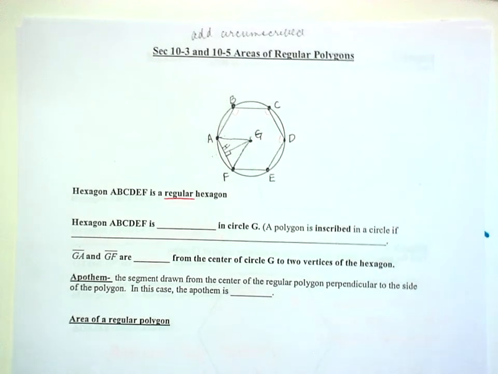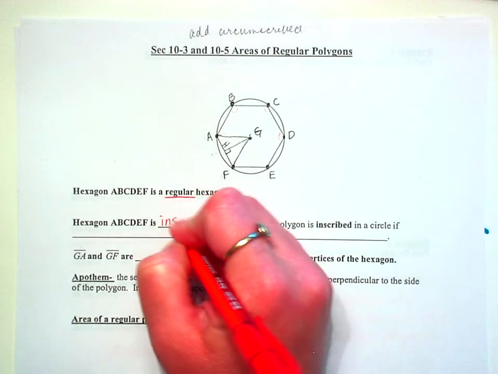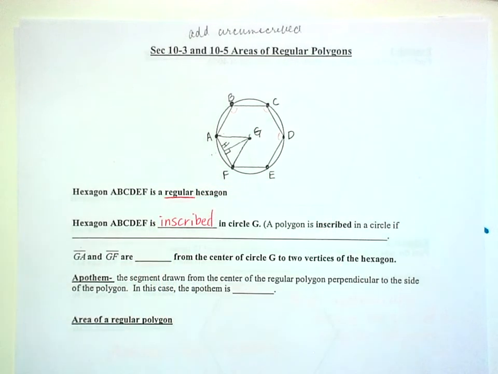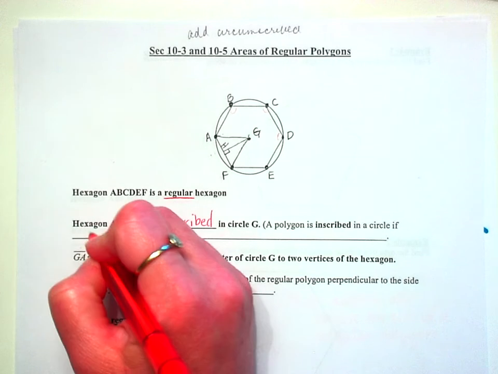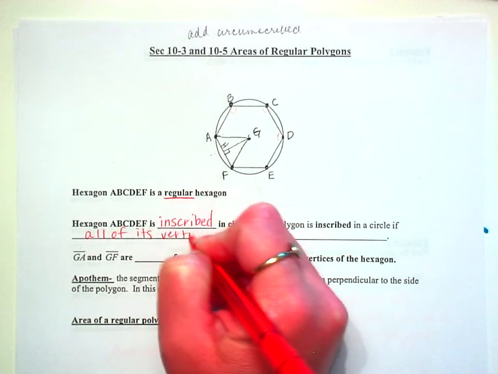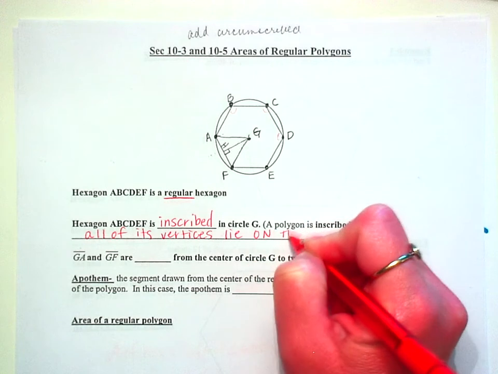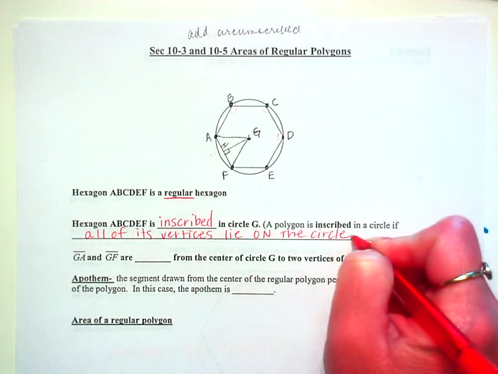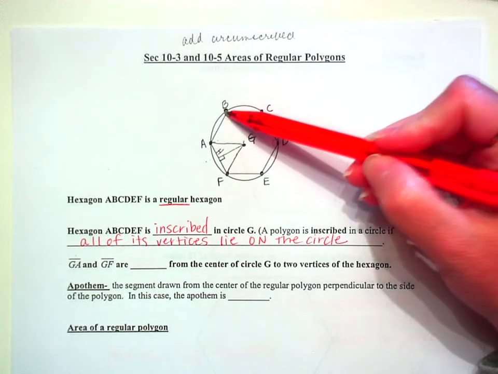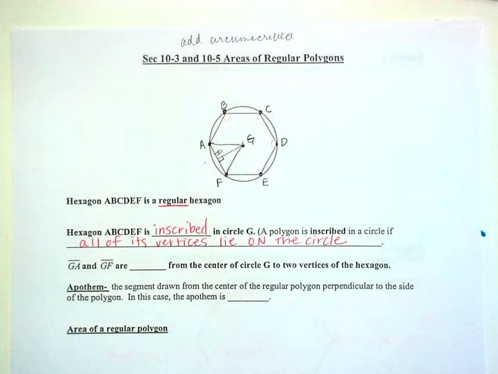Hexagon ABCDEF is inscribed in circle G. A polygon is inscribed in a circle if all of its vertices lie on the circle. So the hexagon, each one of its vertices is on the circle, so we say the hexagon is inscribed in the circle.